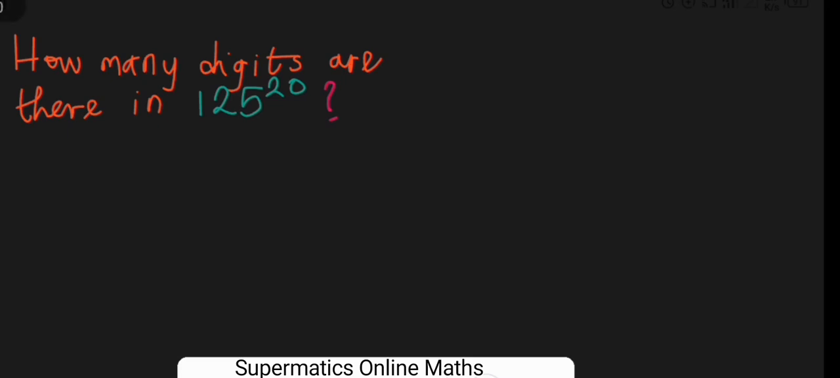Now, in finding the number of digits in this power, we are going to start with a familiar number in order to prove the validity of the method or the approach that we want to take. So let us consider 500, which we know has 3 digits.